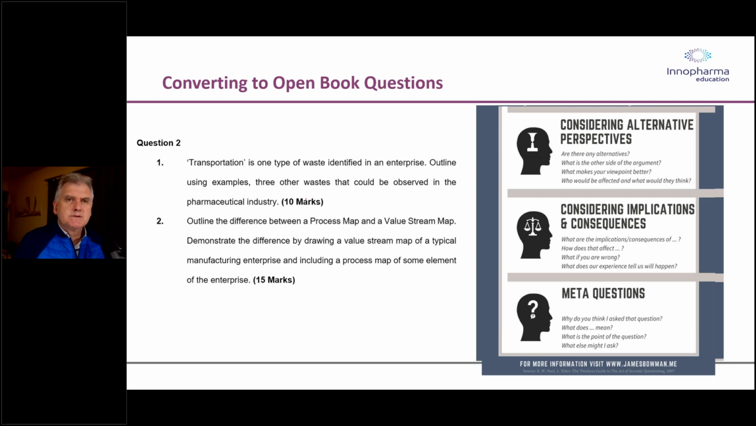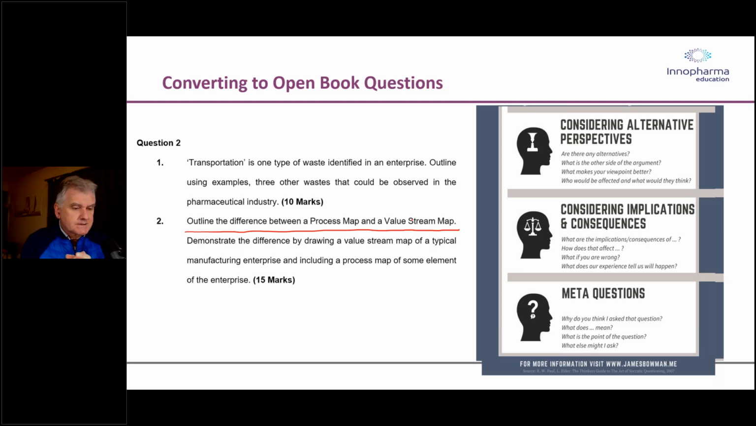Outline the difference between a process map and a value stream map. So you can see in that case, that's very much a kind of a closed book. You can clearly say, process map is just one element of a value stream map, and you map that in more detail. Value stream map always starts and ends with a customer. So that theory is already there.